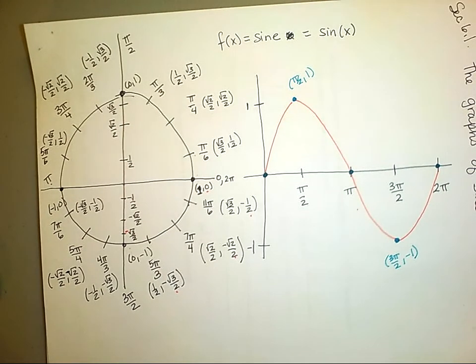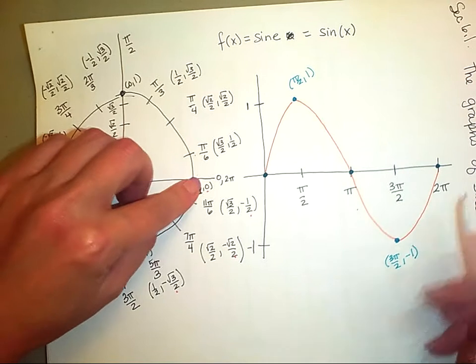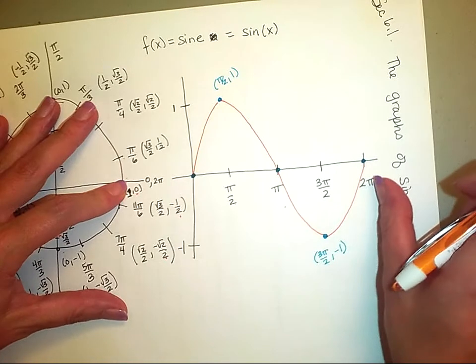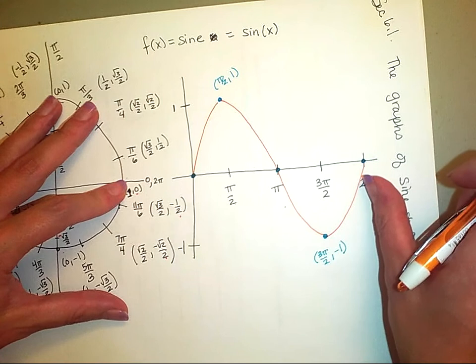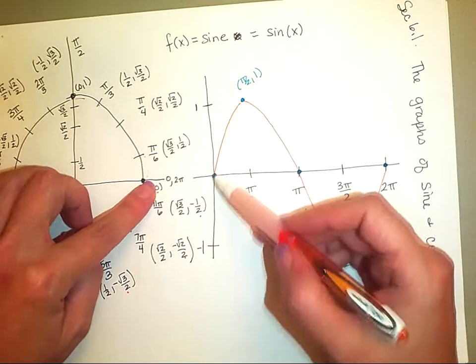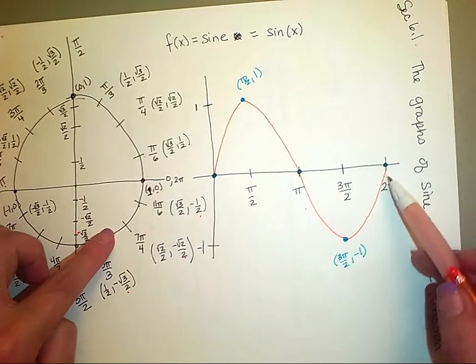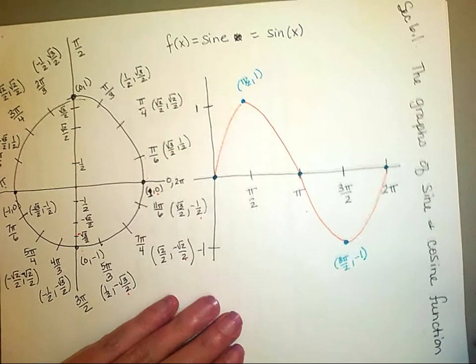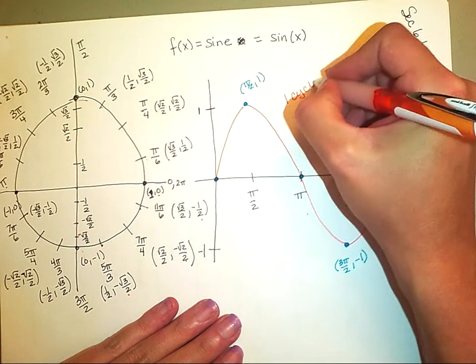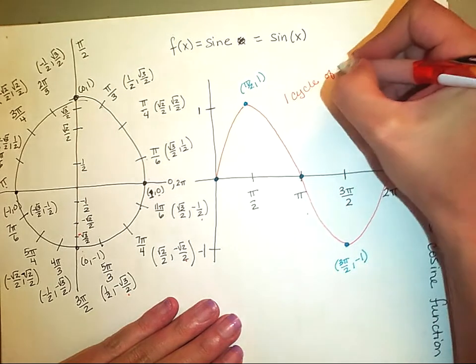Okay, now if we start again, if we go from 2 pi, if we were to extend this from 2 pi to 4 pi, that is, if we went another loop around the circle, the same exact thing would happen from 2 pi to 4 pi. Okay. So this is one cycle of the sine.